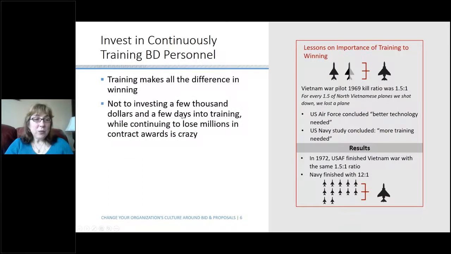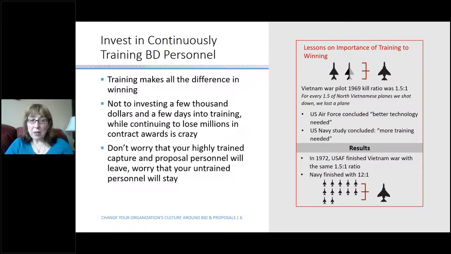So not to invest a few $1,000s in a few days into training, in proposal development and capture and business development, while continuing to lose millions in contract awards and settling for a below average or an average win rate is literally crazy. So don't worry about your highly trained capture and proposal personnel that could leave now that you've invested your precious training dollars and it could go somewhere else. Worry about the fact that your untrained personnel will stay and you will continue to lose over the years. So it's a very different concern. Make sure that you invest in the training.